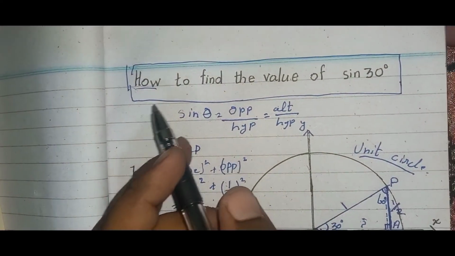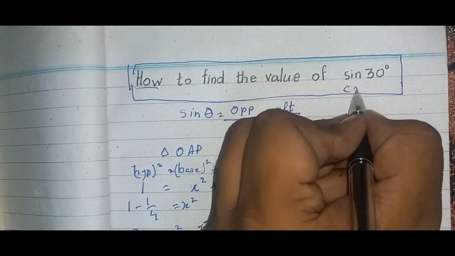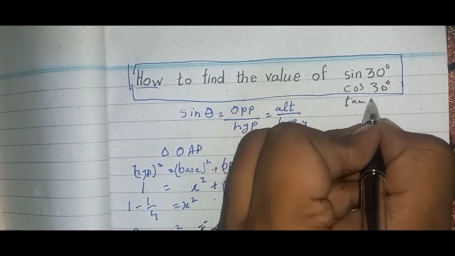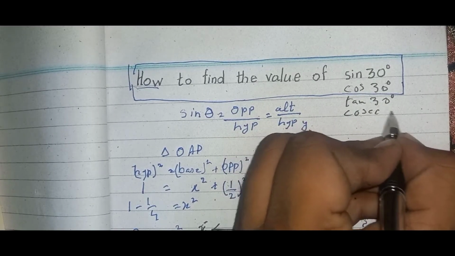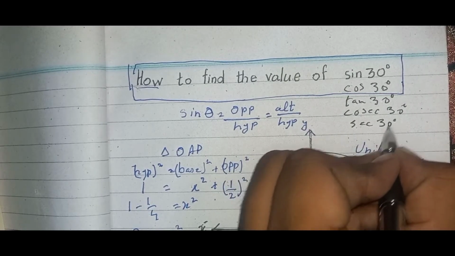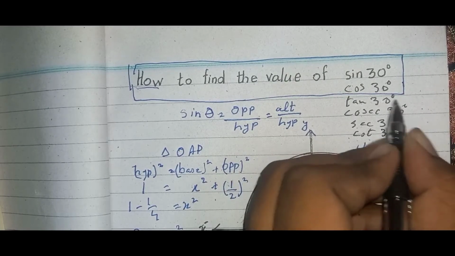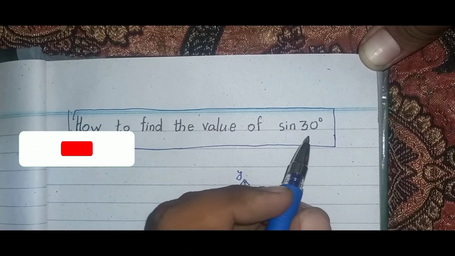Hello friends, our topic is to find the value of sin 30 degree, cos 30 degree, tangent 30 degree, cosecant 30 degree, secant 30 degree and cotangent 30 degree by using a very simple method of trigonometry.